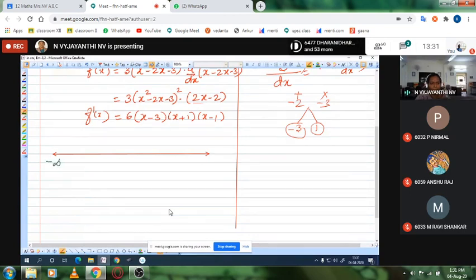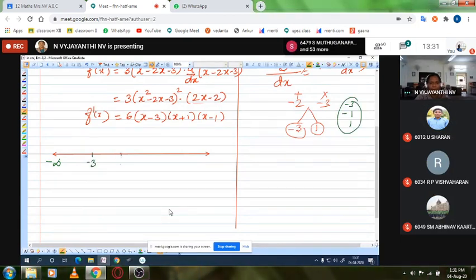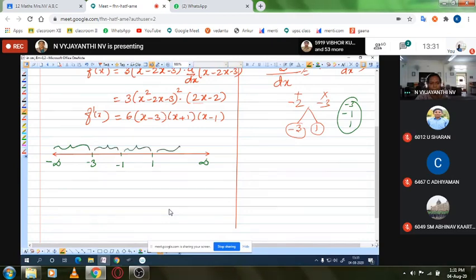Minus infinity to, what is the first number? In order, we will take minus 3, minus 1, 1, infinity. So first interval, fourth interval. So we have to make a table like this.